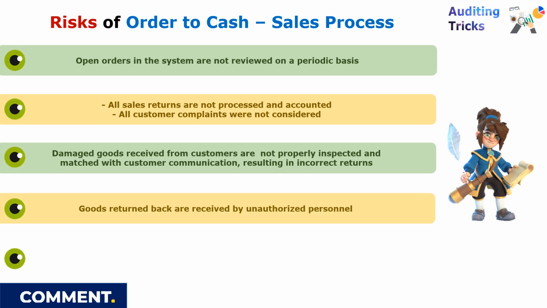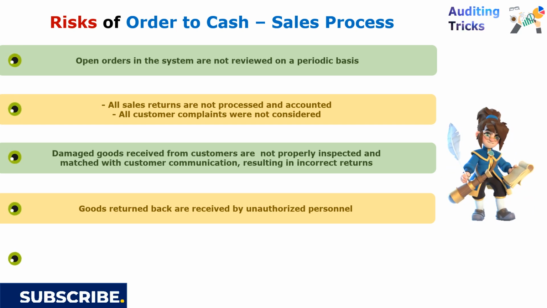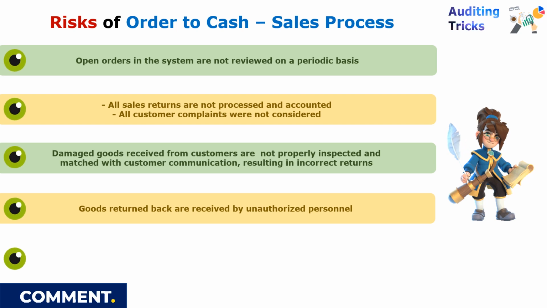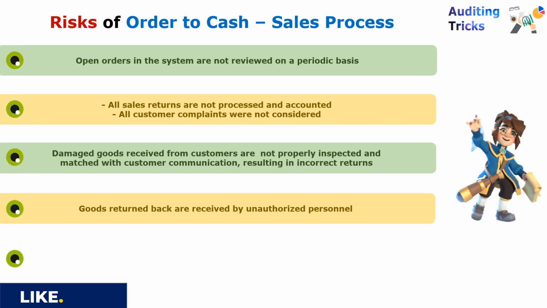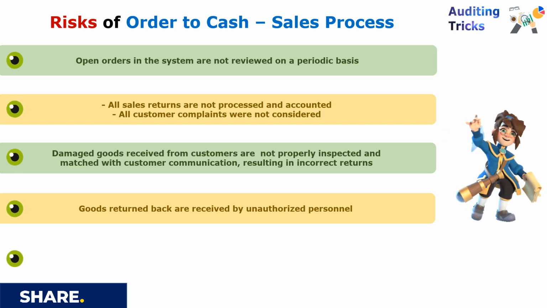The next one under the sale return category includes goods returned back are received by unauthorized personnel. Here, to establish the control, we need to ensure that the goods were received by authorized staff only. It is not a fraud risk and rated as a medium or a low risk.